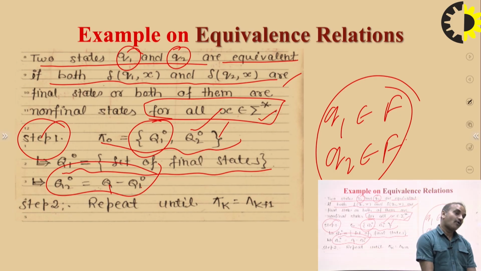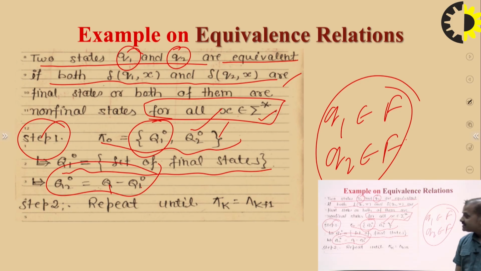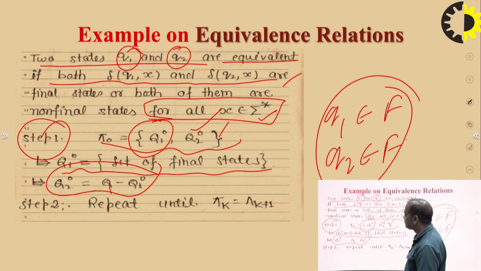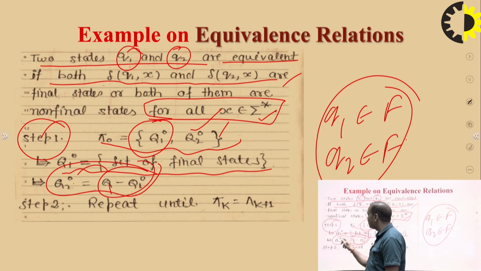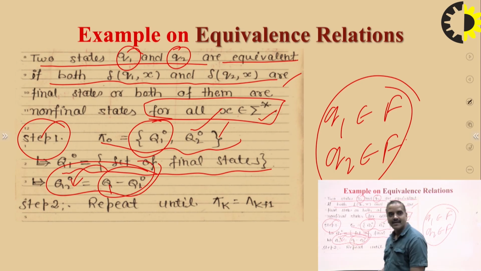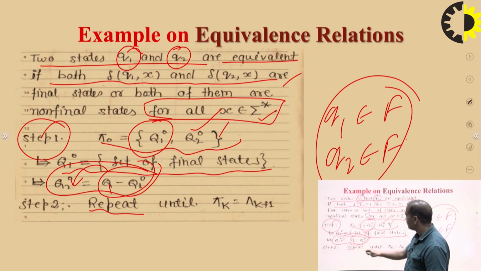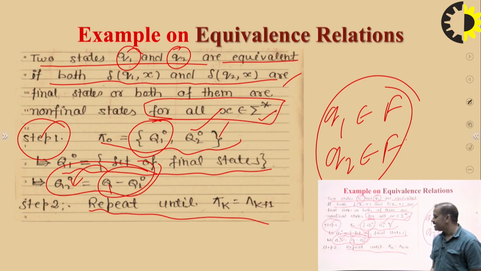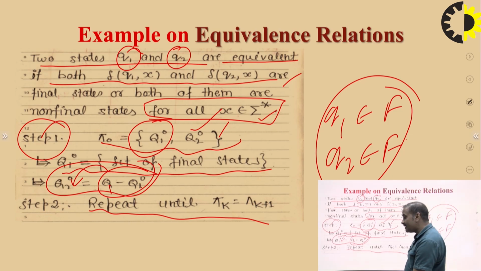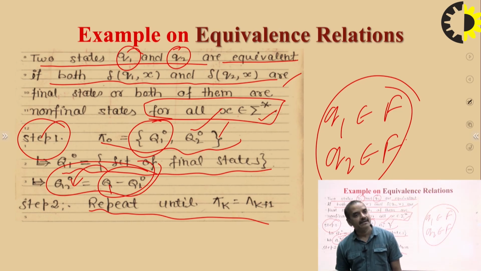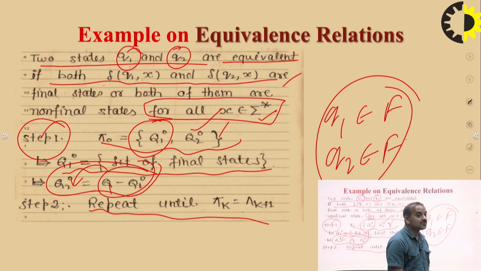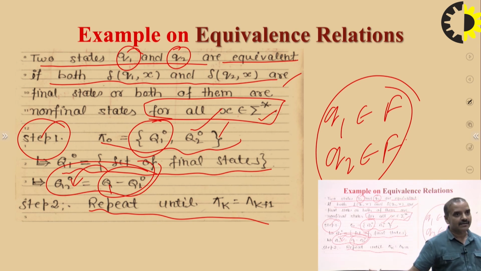Q is the set of all states. We have to subtract Q1, the set of final states. Then the left symbols are called non-final states. Now step 2: repeat until pi k equals pi k plus 1. We have to repeat this step until the previous and next step are the same.